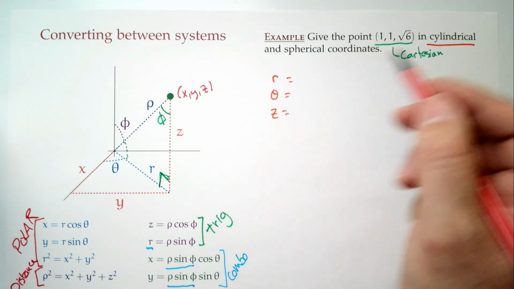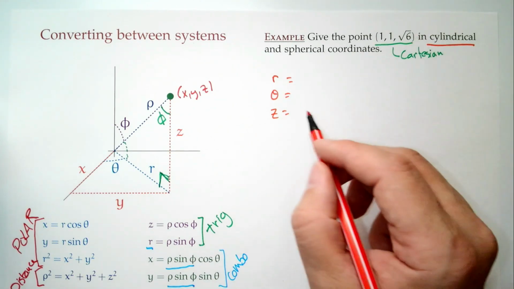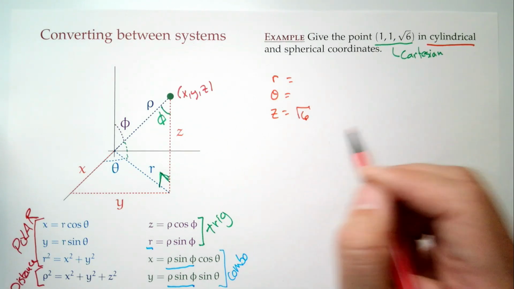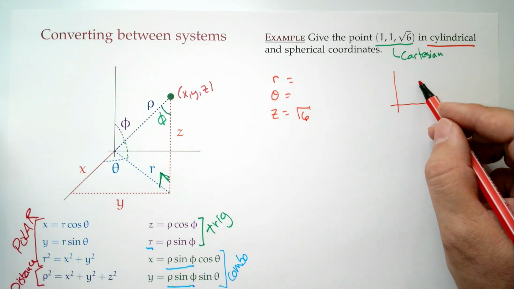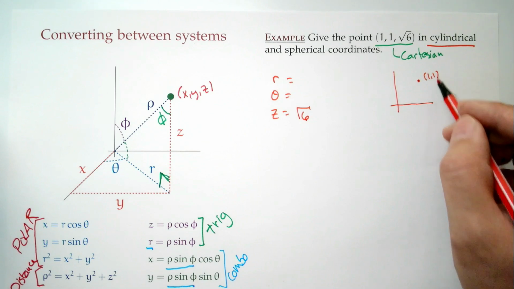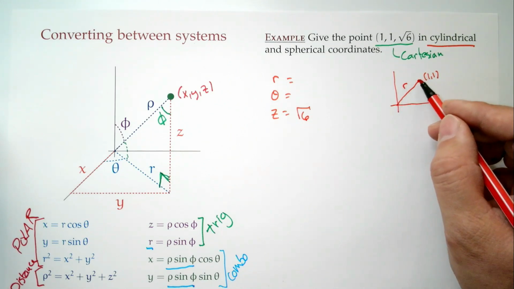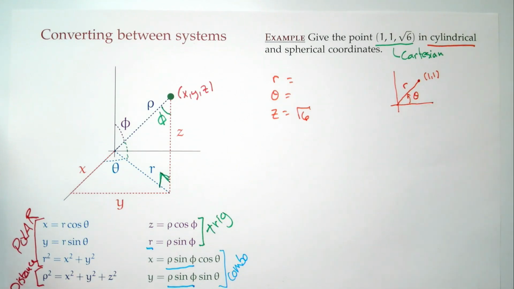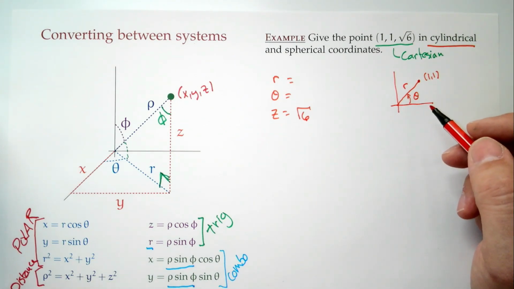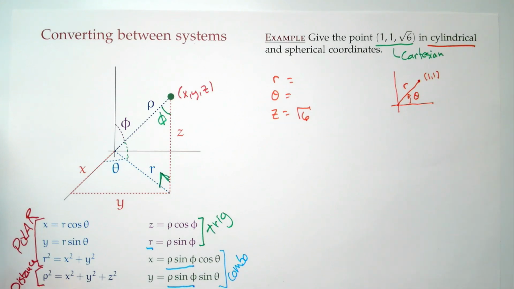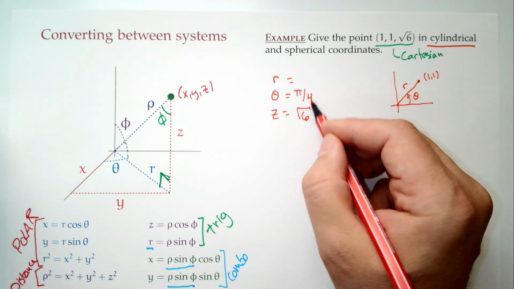Now the good news is, in cylindrical, it matches the same z. So z is root 6. And if I want to know r and theta, I can just go into the xy plane. So r and theta, well, here's the point 1, 1. So r is the distance, and theta is the angle. Do we see what angle we formed here? It's okay if you want to say with degrees first. Yeah, 45 degrees. And now that we know 45 degrees, what is that in terms of radians? Pi over 4. So our angle is pi fourths.